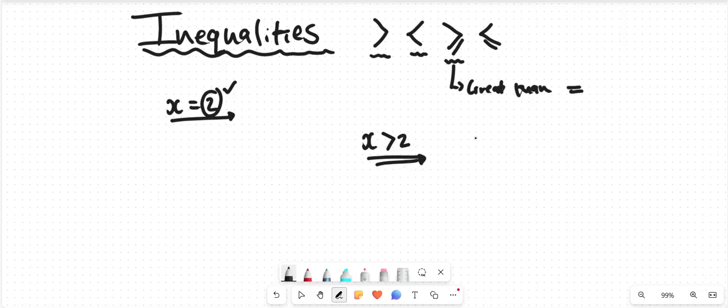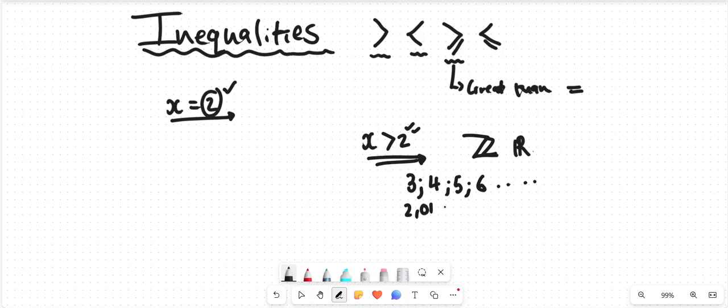And what does that mean? It means x could be any value that is above 2. So you can think about different types of numbers. Number one, you can think about integers. So what values greater than 2 are integers? It's a 3, it's a 4, it's a 5, it's a 6, and you can list these as far as you want. Then you can even think about real numbers that are greater than 2.